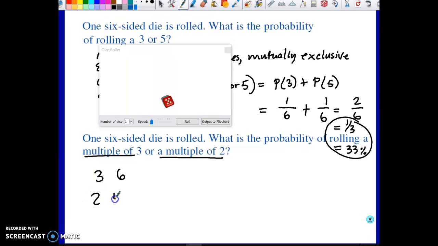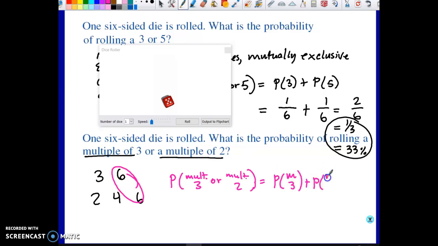What are multiples of 2? 2, 4, 6. There is an overlap, right? We would count the 6 twice. Right? 1, 2, 3, 4, 5. But there's only 4 different answers. So the probability of getting a multiple of 3 or multiple of 2, abbreviating multiple, is going to be equal to the probability that I get a multiple of 3 plus the probability to get a multiple of 2 minus the probability of multiples of both 2 and 3.